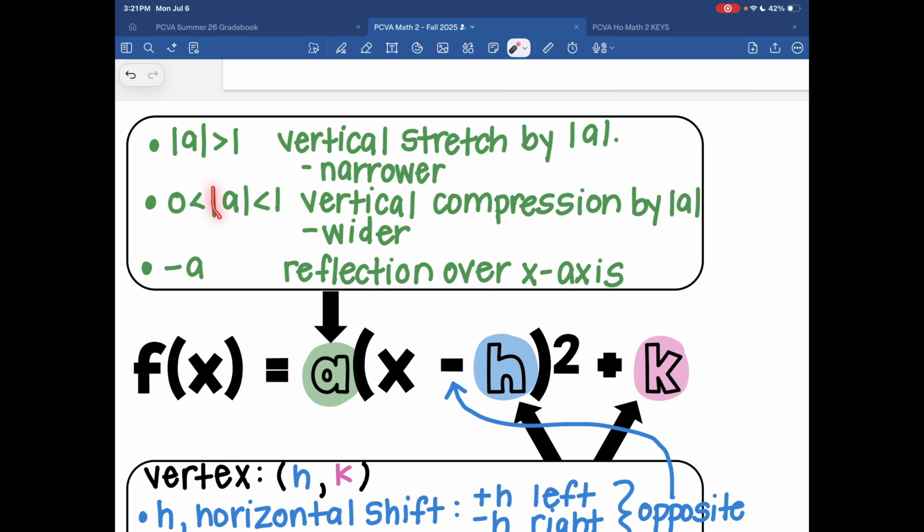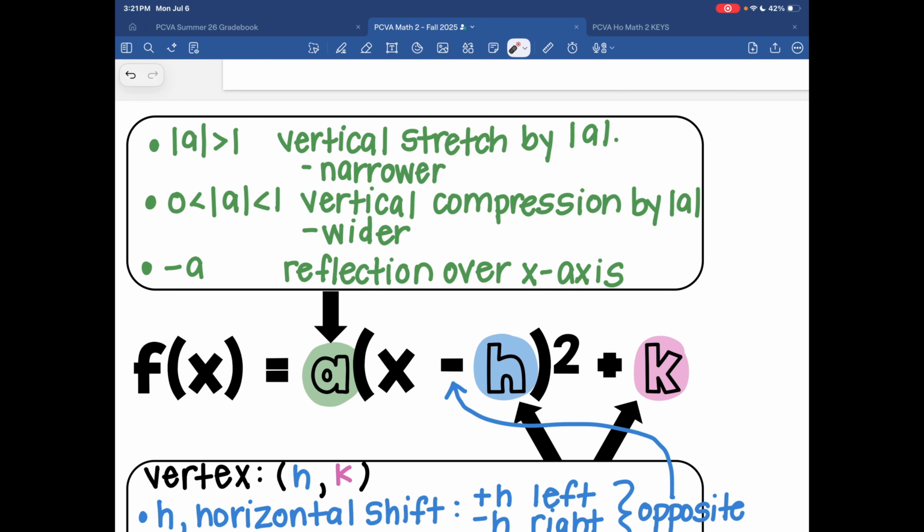If I have an A value, and the absolute value means the positive version, and it falls between 1 and 0. So why are we saying 0? Because if it's positive, it can't go below 0. That's going to be a vertical compression. Now, a vertical compression actually is going to look wider. So think about if you are pressing something in between your hands, like Play-Doh. If you press it between your hands vertically, you're pressing down, right? That means the Play-Doh is going to get wider.